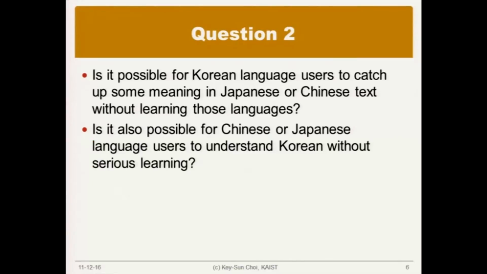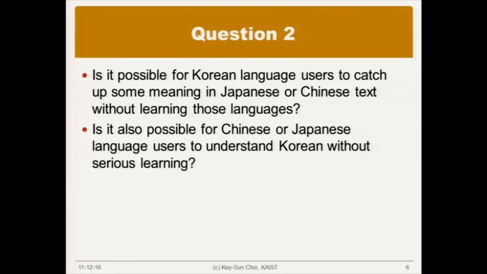So the second question is, is it possible for Korean language users to catch some meaning in Japanese or Chinese text without learning those languages seriously? Or is it also possible for Chinese or Japanese language users to understand Korean without serious learning?